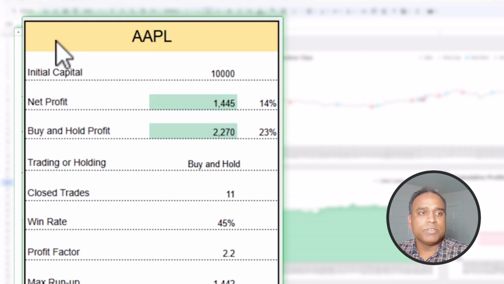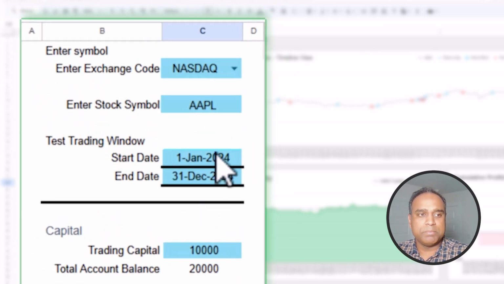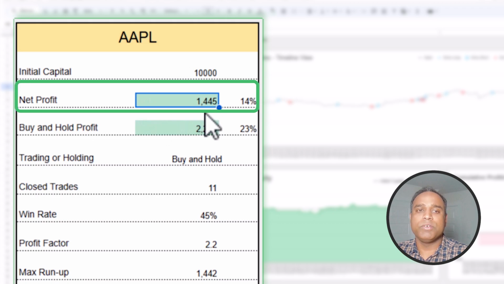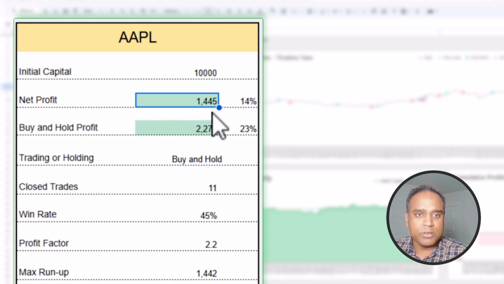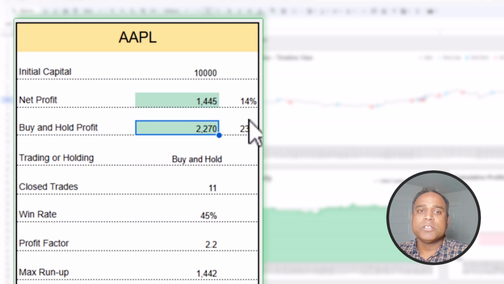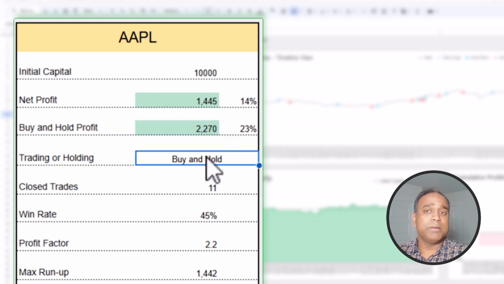Now, the results of this specific strategy for Apple for the year 2024, these are the results. You would have made a profit of $1,445, which is a 14% profit. And in this case, if you had just bought Apple shares at the beginning of 24 and you didn't do anything with it until now, then you would have made $2,270. So in this case, it looks like buying and holding would have been a better strategy than making these trades.